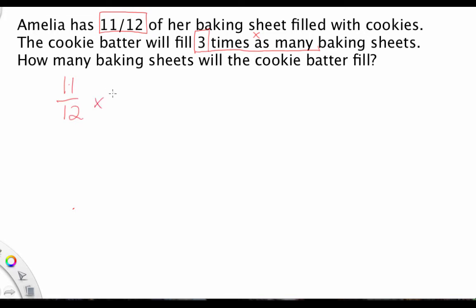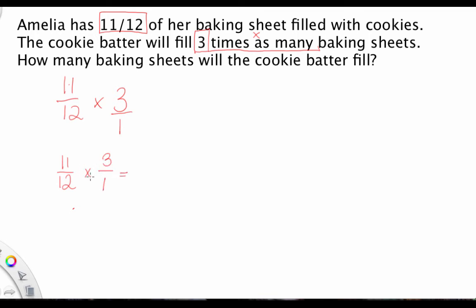11/12 times 3. But we can't leave 3 just as is. We have to make it into a fraction. So whenever we need to make a whole number into a fraction, we just put it over 1. But I'm going to write this a little more neatly. We're going to do 11/12 because we want our numerators to be across from each other and our denominators to be across from each other. So I'm going to set it up as 11/12 times 3 over 1.